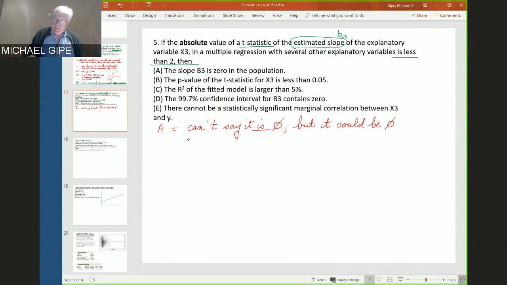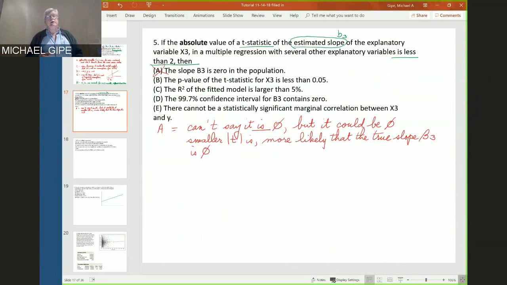And in fact, the smaller the absolute t value is, the more likely it is that the true slope beta 3 is 0. So again, we're swearing if we say the slope is 0. We should say the slope could be 0.